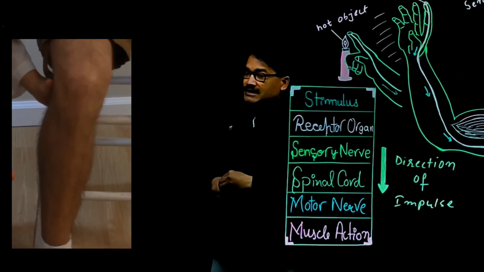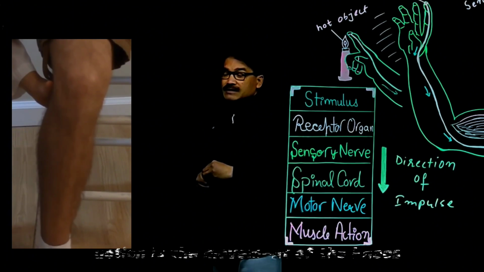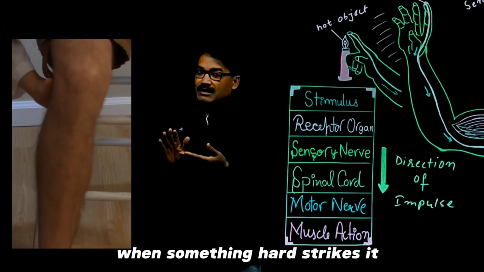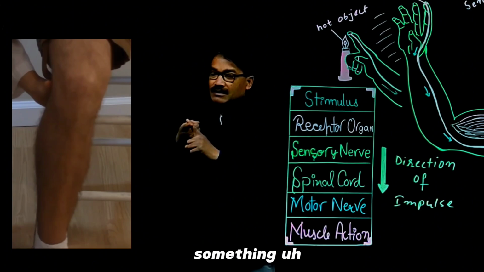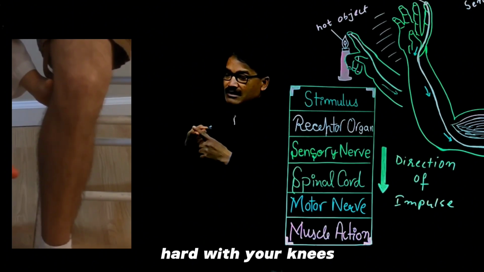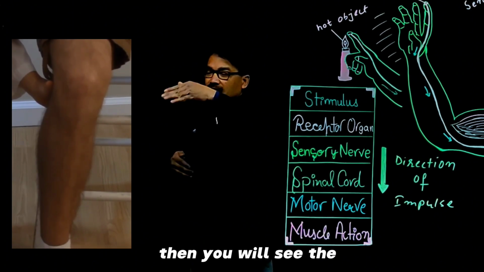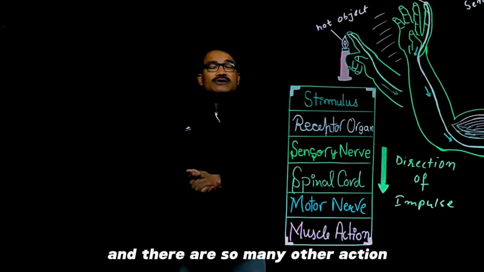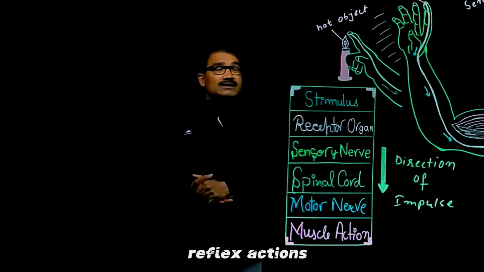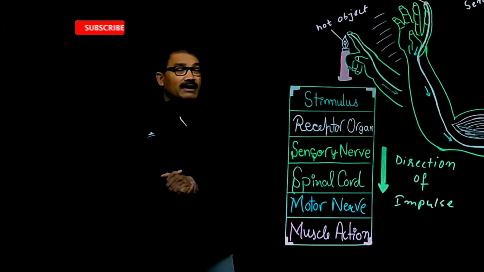The third reflex action is the movement of the knees when something hard strikes it. You can see in this video that when you strike something hard on your knee, then you will see the leg movement, that is called a knee reflex. And there are so many other reflex actions that we come across in our everyday life.